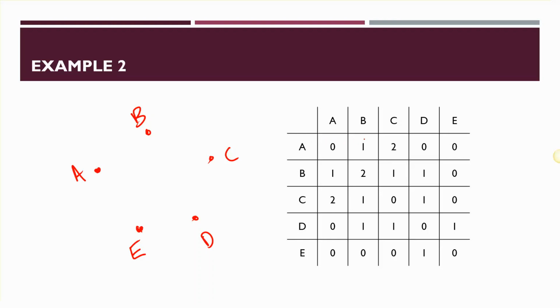A is connected to B once and C twice. So we draw 1 line there and 2 lines there. B is connected to A once, already done, and it's also connected to itself, with a 2, so we know that is a loop. Then it's connected to C and to D.